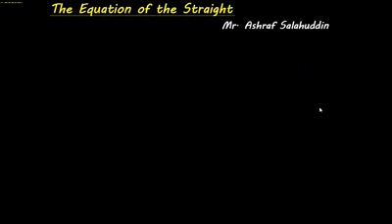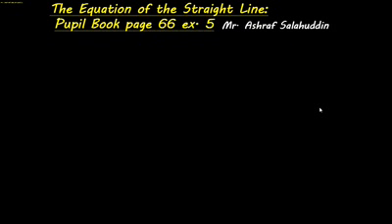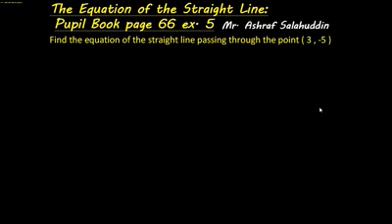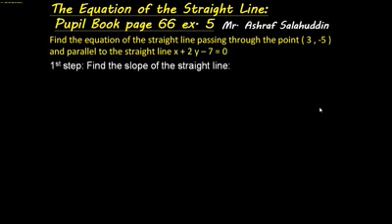Okay. The second question is pupil book page 66, exercise 5. The question says, find the equation of straight line passing through the point (3, negative 5) and parallel to the straight line x plus 2y minus 7 equals 0. The first step, I'm going to find the slope of this straight line. So I'm going to arrange the equation, moving x to the other side, moving negative 7 to the other side, and divide by 2, and the equation will be y equals negative half x plus 7 over 2. So the slope is negative half.